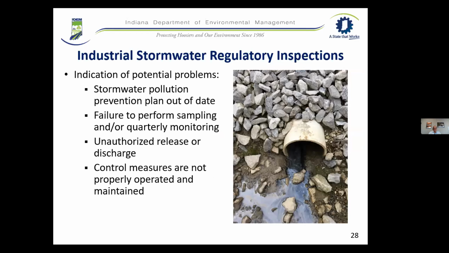And then just some other indications of potential problems. Stormwater pollution prevention plan's out of date. It hasn't been updated as changes were made. Failure to perform sampling and or quarterly monitoring. Was there any kind of unauthorized release or discharge?